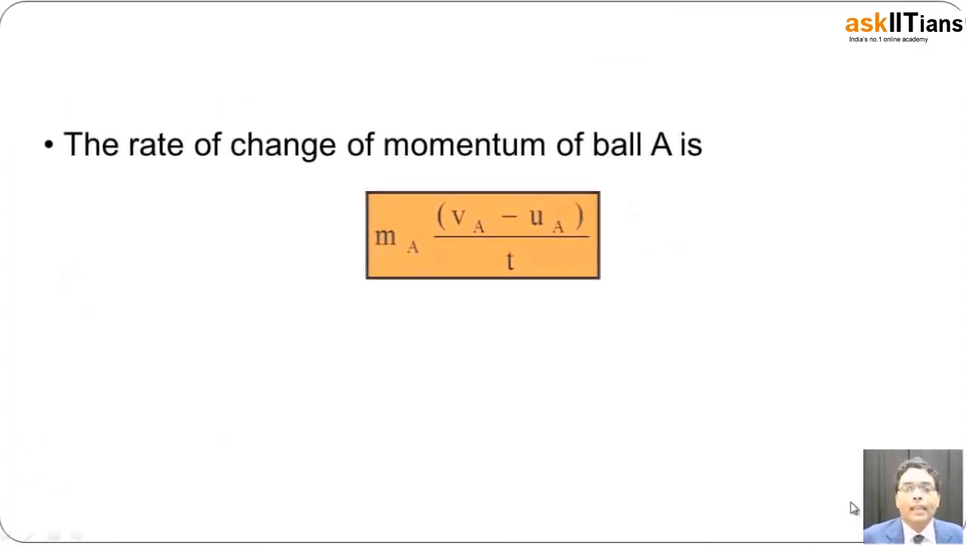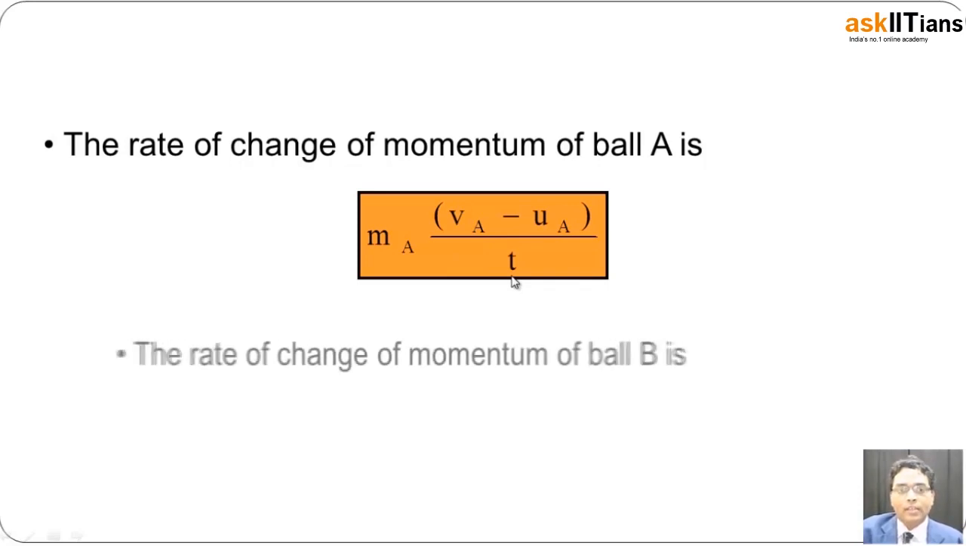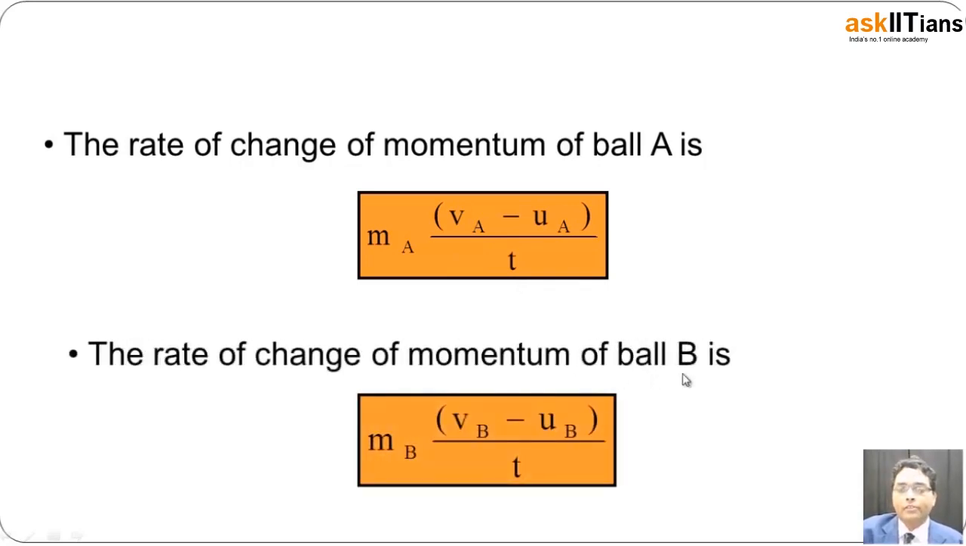Taking this further, if you have to find the rate of change of momentum, the rate of change of momentum of ball A will be given by MA into (VA minus UA), which is the change in velocity, divided by the time taken. Similarly, the rate of change of momentum of ball B is given by MB into (VB minus UB) divided by time t.